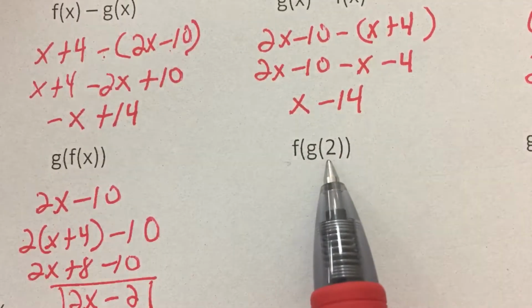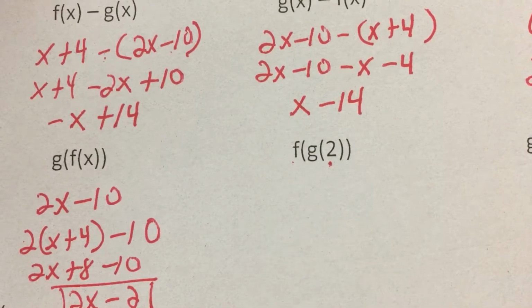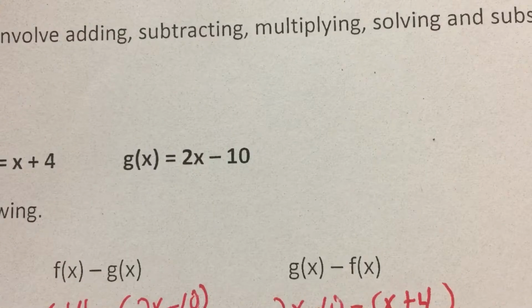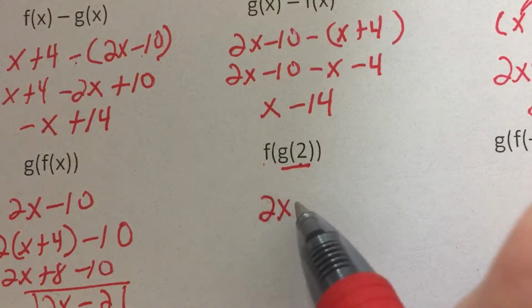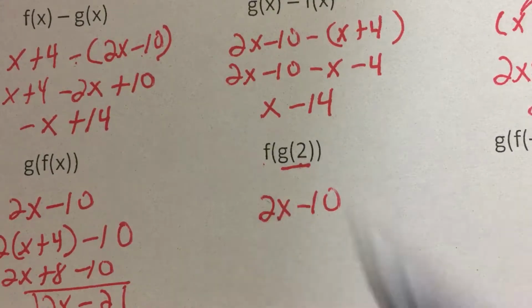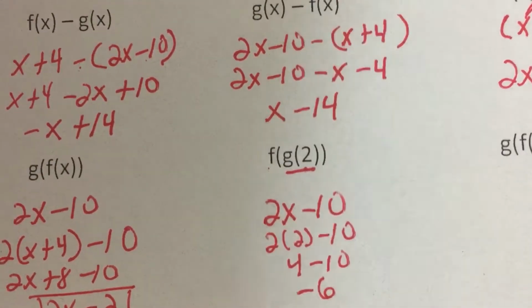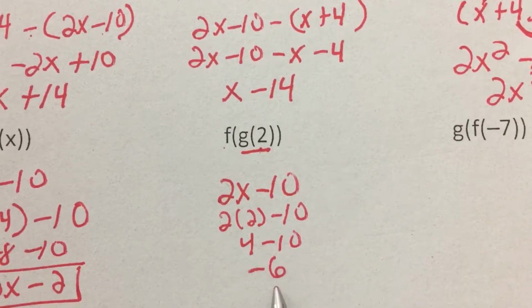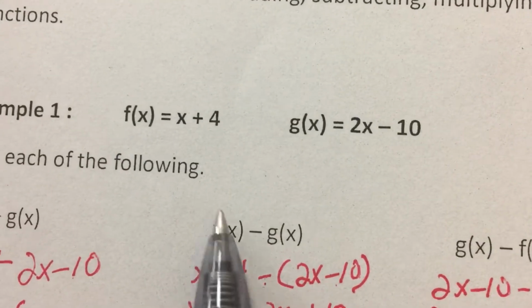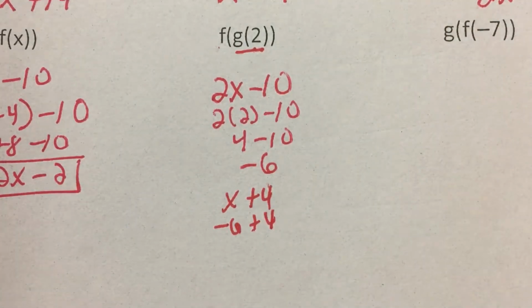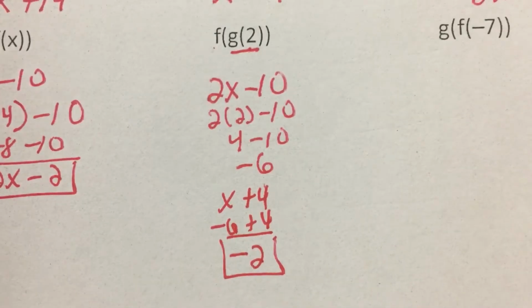If we want to do a number and number substitution, this is f of g of 2. The very first thing we focus on is the inside function, g of 2. The g function is 2x minus 10. So we'd like to plug the number 2 in for x. 2 times 2 is 4. And 4 minus 10 makes negative 6. If you take negative 6 now and plug it into the f function, which once again is x plus 4, it would say negative 6 plus 4, better known as negative 2.